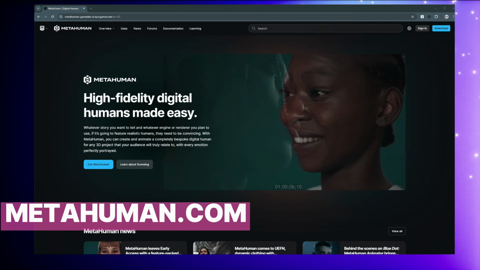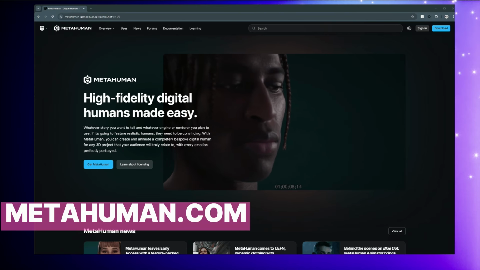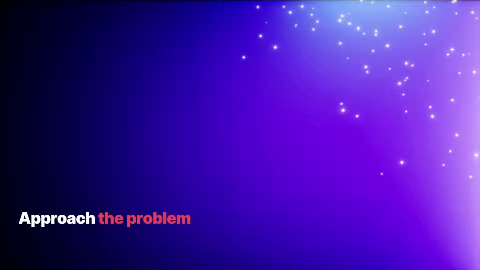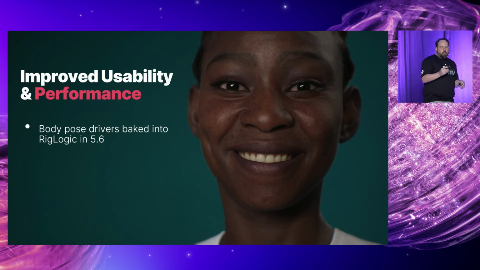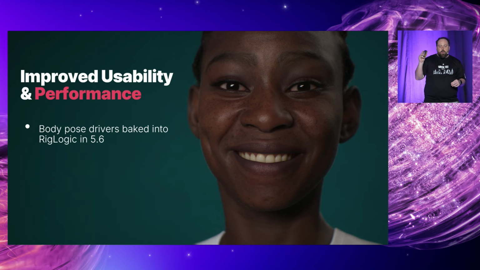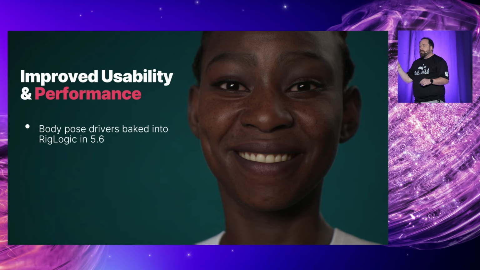Okay, so now we get into the optimization set of MetaHuman. You've decided that you want to use a MetaHuman. How do we actually start approaching the problem? So the first thing that you want to do, we've built in some stuff to MetaHuman 5.6 that optimizes things automatically from things that we've learned.